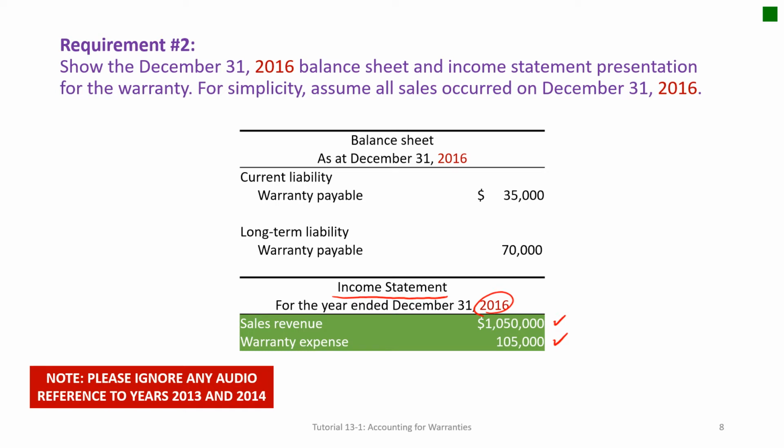Then we're going to see what our partial income statement looks like for the year ended December 31st, 2013. And what we have there, of course, is our sales revenue and our warranty expense. And both of these are straight from the journal entries that recorded the revenue and the associated matched accrued warranty expense.